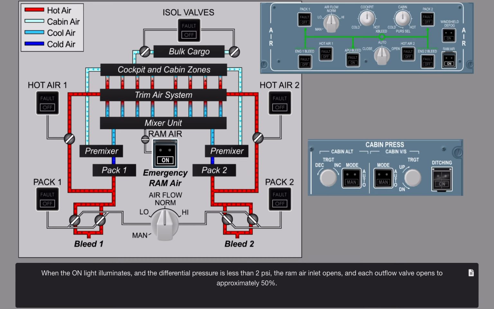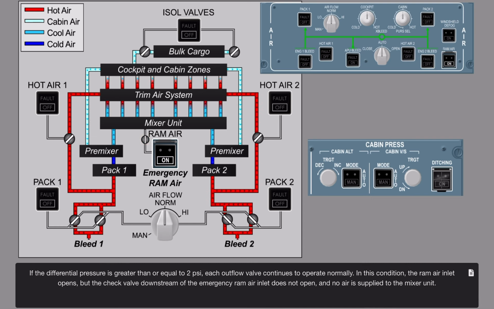When the on light illuminates and the differential pressure is less than 2 psi, the Ram Air inlet opens and each outflow valve opens to approximately 50%. If the differential pressure is greater than or equal to 2 psi, each outflow valve continues to operate normally. In this condition, the Ram Air inlet opens, but the check valve downstream of the emergency Ram Air inlet does not open and no air is supplied to the mixer unit.